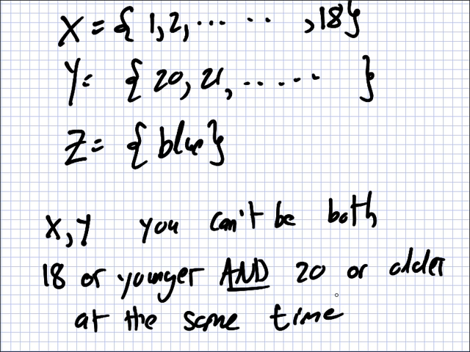Sir, can't you say probability of X and Y is equal to probability of X times probability of Y? No, that's independence. That's independent. Yeah, not mutually exclusive.